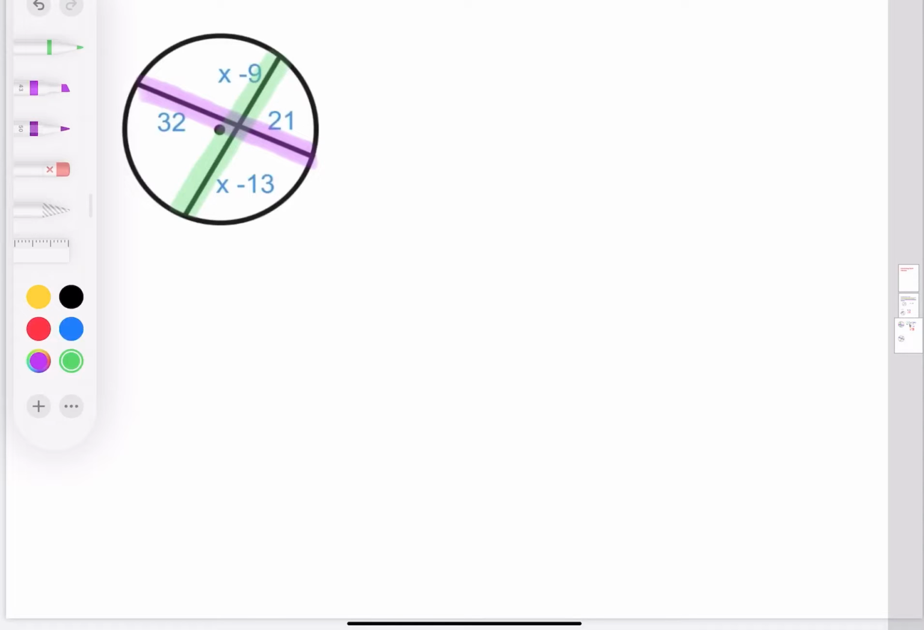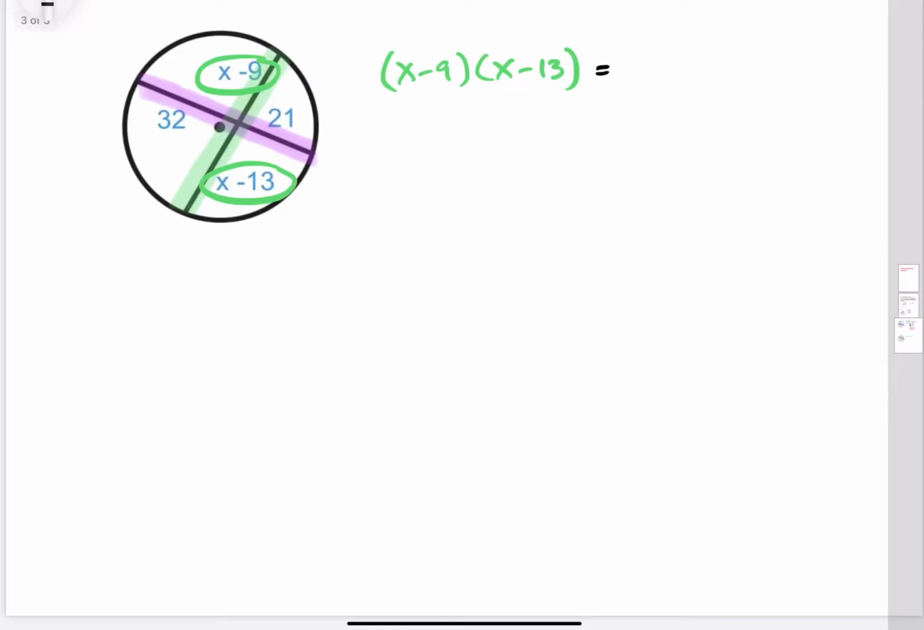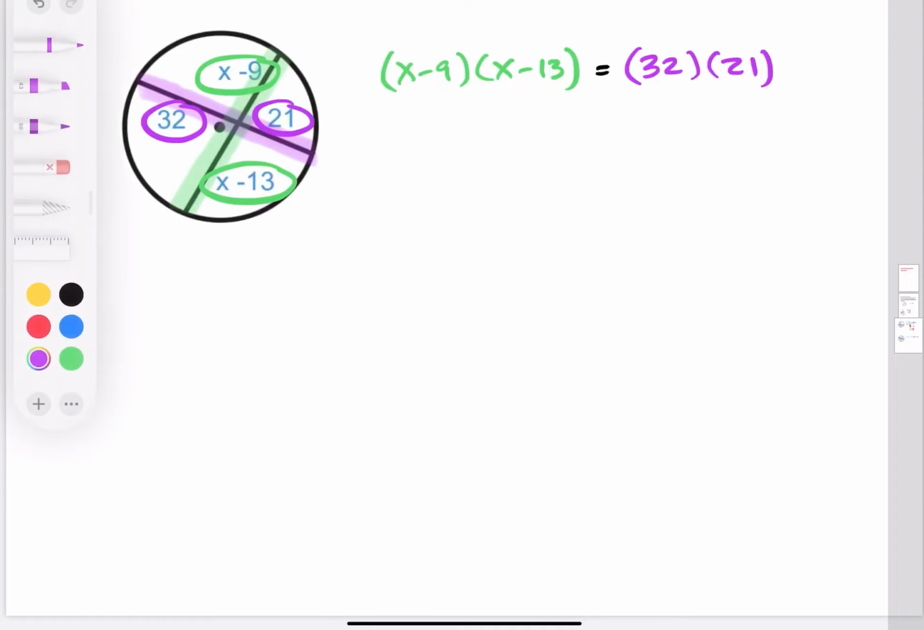So I'm going to take a look at the first one, and again, the product of the segments from the first chord is going to be x minus 9 times x minus 13. Okay, and that should be equal to the product from the segments in the second chord, which is 32 times 21. So I'm going to write that out, 32 times 21. All right. A little bit more difficult, but something we can do. We've done stuff like this in the past.